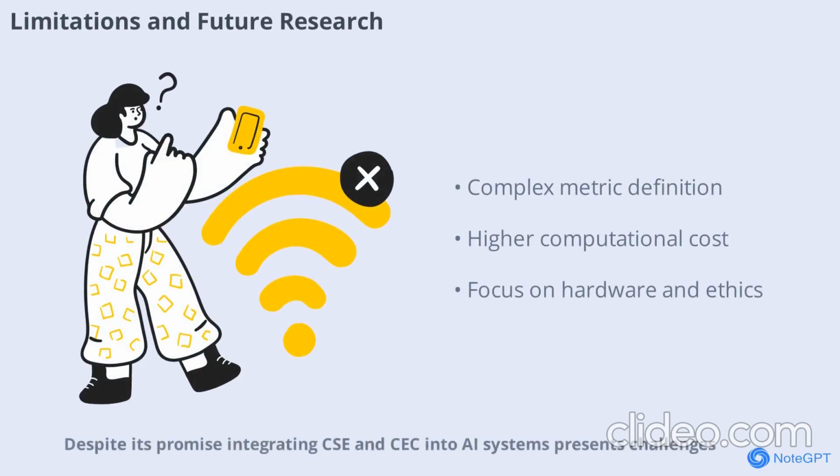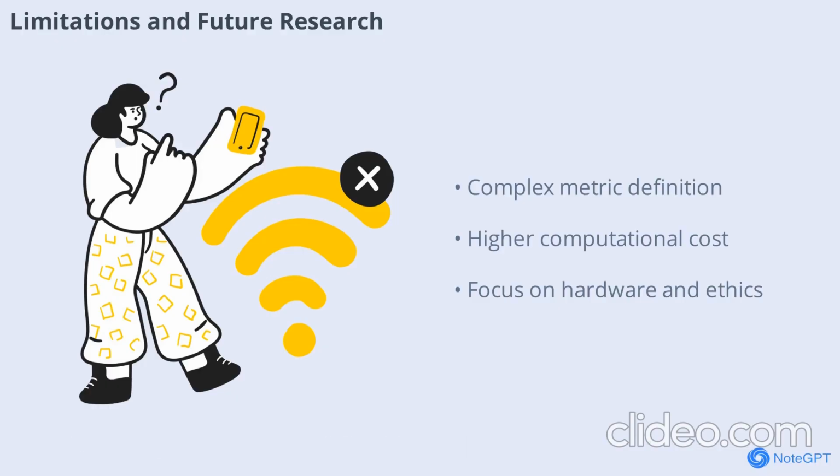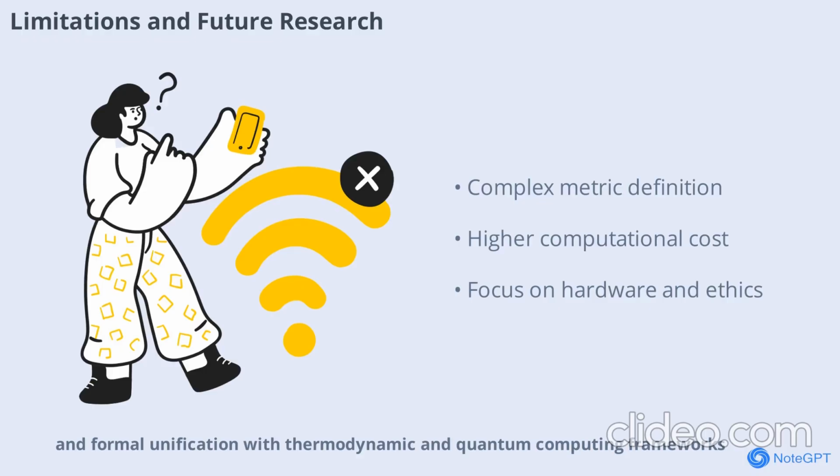Despite its promise, integrating CSE and CEC into AI systems presents challenges. Defining entropy and integration metrics at runtime can be complex, and the approach increases computational demands. Rigorous testing is needed to ensure ethical alignment, robustness, and open-ended exploration. Future research will focus on hardware implementations of CEC circuits, self-regulating AI agents in complex environments, and formal unification with thermodynamic and quantum computing frameworks.